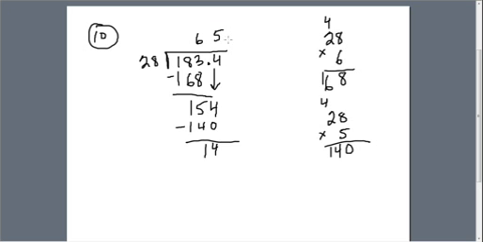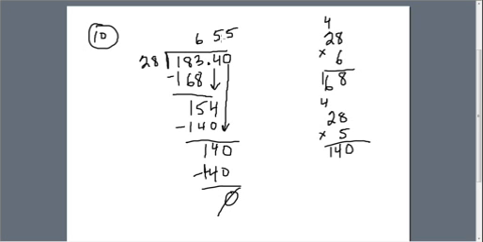What we can do here is actually add a 0 to the end of this number. Remember, adding a 0 doesn't change the value. 183.40 is the same thing as 183.4. What I can do now is drop down this 0. So now I have 140. How many times does 28 go into 140? Well, we already did this. We found out that 28 times 5 is 140. So the answer here is 5, and I can subtract out this 140 to get 0.